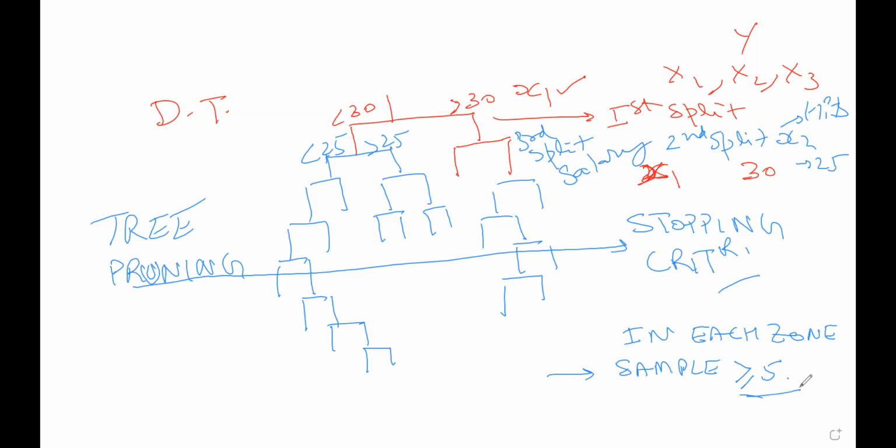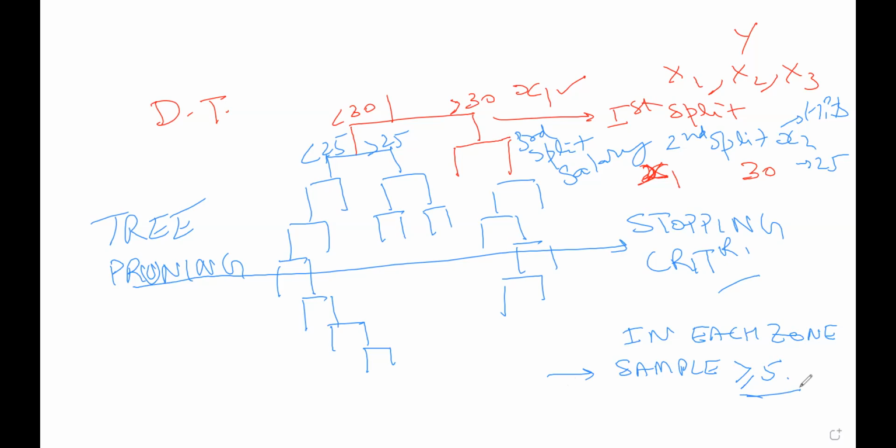So every zone should have at least 5 points. If I have achieved 5 points in a zone, I will not split it further. Did you get it? Are you with me? Okay, so far so good.